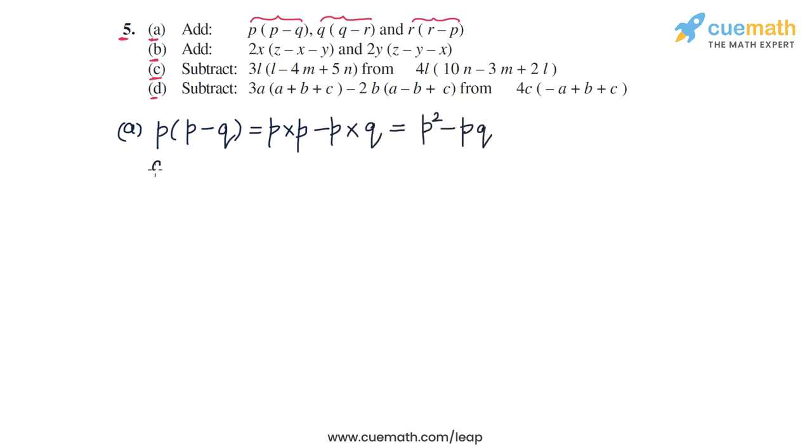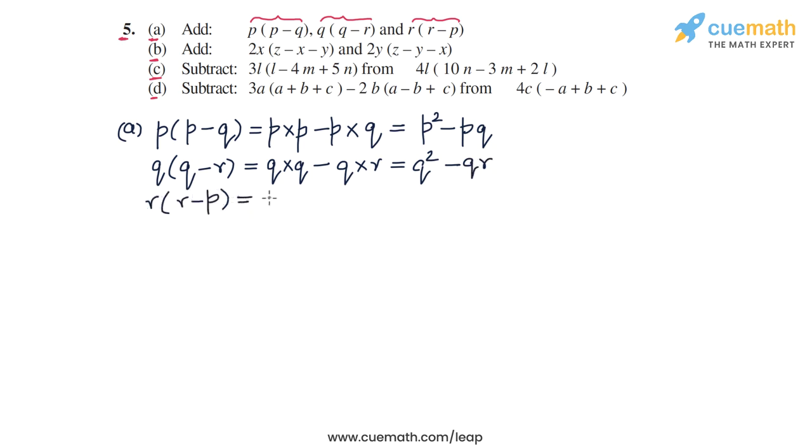Then we have the second expression Q into (Q minus R). So once again we apply the distributive law. So this is Q into Q minus Q into R, and this is equal to Q square minus QR. And then the third expression is R into (R minus P). So once again applying the distributive law, this gives us R into R minus R into P. So we get R square and then minus RP. So we have obtained these 3 expressions, P square minus PQ, Q square minus QR and R square minus RP.